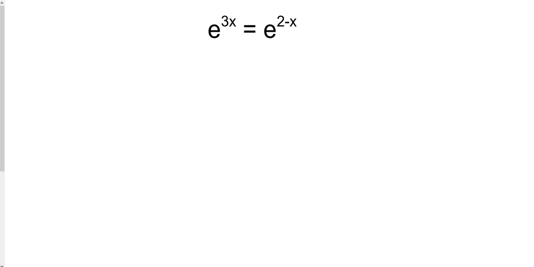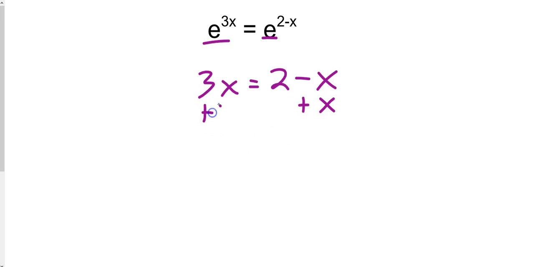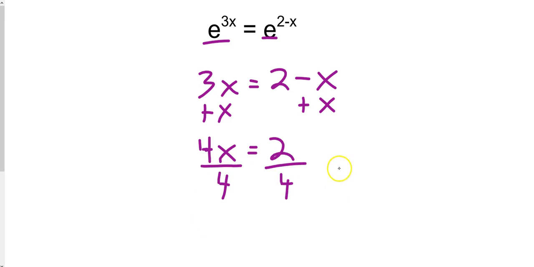So this guy right here, oh look, E. Cool thing is, my E's are already the same base, right? So if I wanted to solve this, all I have to do is set my exponents equal to each other because they're already the same base. So 3x equals 2 minus x. And now you're ready to go. Get all your x's on one side, and then do some division. So we're going to add x. That gives us 4x equal to 2. Divide by 4, divide by 4. X equals 1/2.